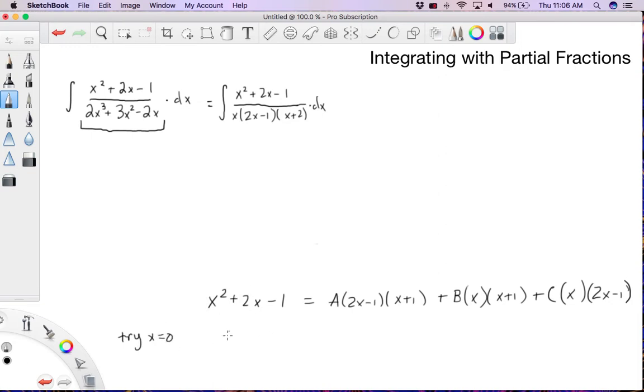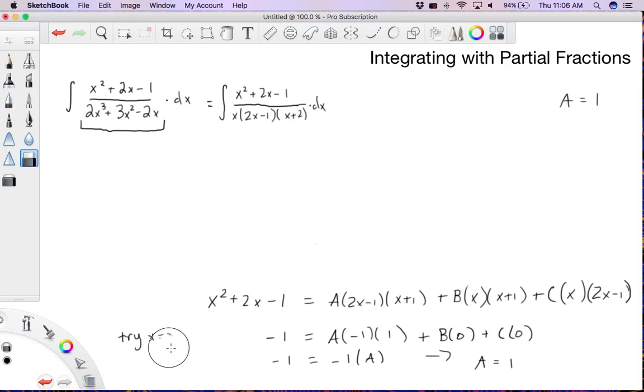And we're going to get 0 plus negative 1 is equal to a times negative 1 times 1 plus b times 0 plus c times 0. Okay, so we find out that negative 1 is equal to negative 1 times a. So I think that means that a must be equal to 1. And I'm going to write that down.